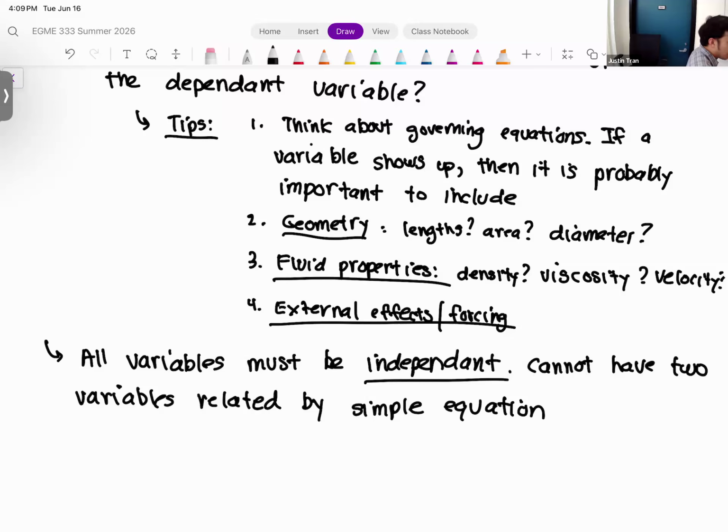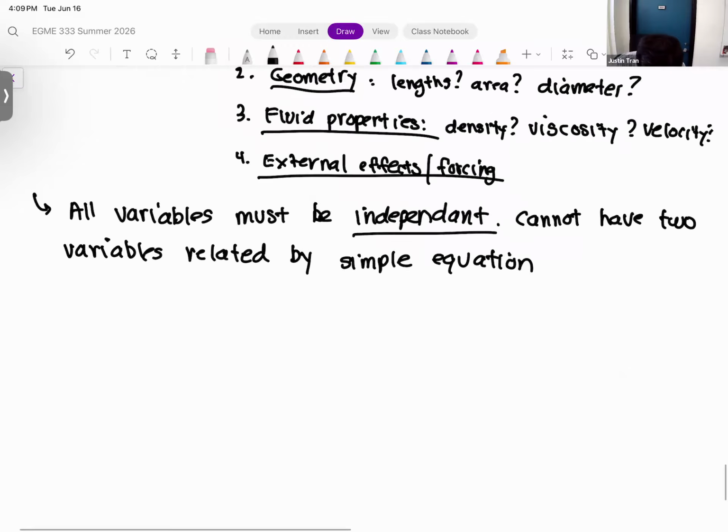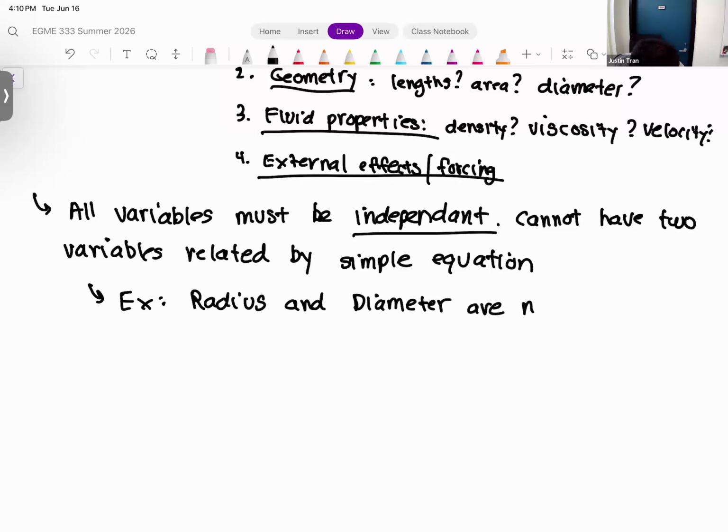All right. So I think this point here is a little bit easier to illustrate with an example rather than explaining. So for example, let's say you're doing step one for a given system. Let's say you're doing it for pipe flow. The radius of the pipe and the diameter of the pipe are not independent variables, because radius and diameter are related by a simple equation: 2 times the radius is equal to the diameter.